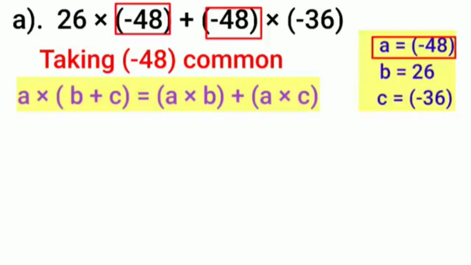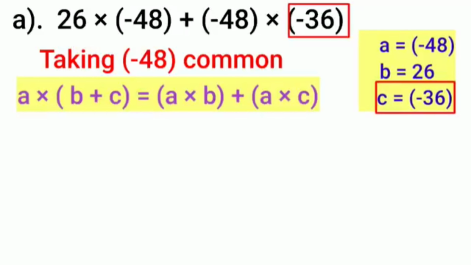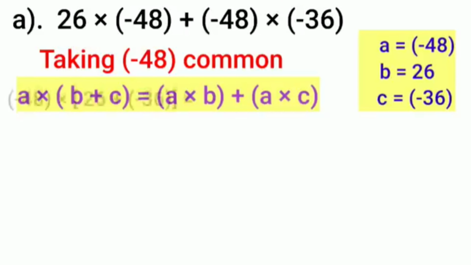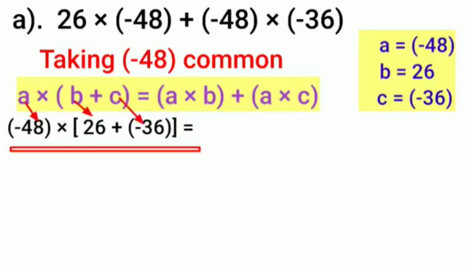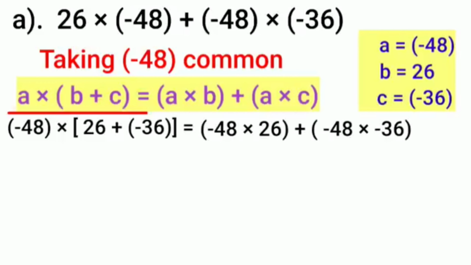So here A is equal to minus 48 because it is a common number. B is equal to 26 and C is equal to minus 36. Therefore, in the left hand side, minus 48 into (26 plus minus 36). And in the right hand side, minus 48 into 26 plus minus 48 into minus 36. Now, follow the left hand side of the property and continue the sum.